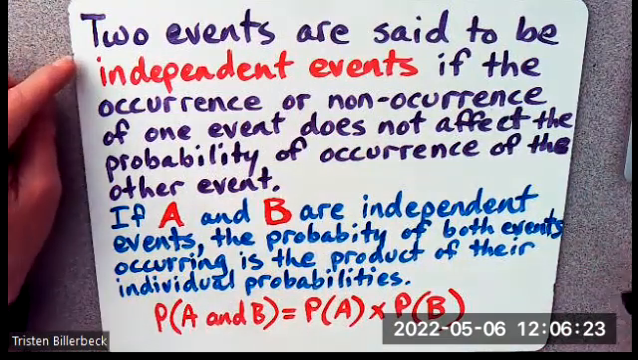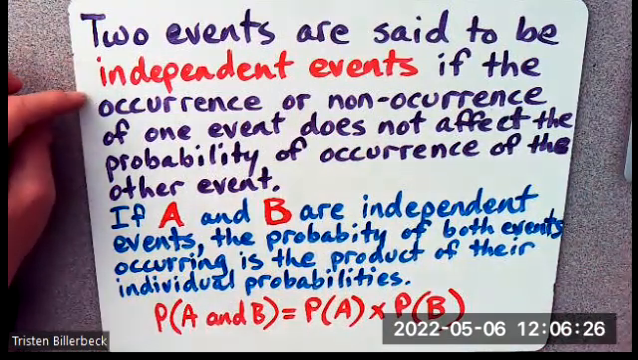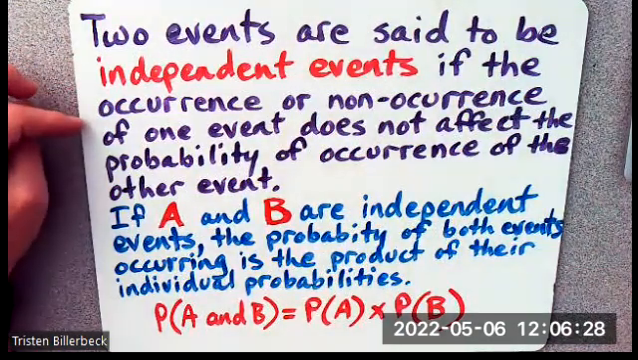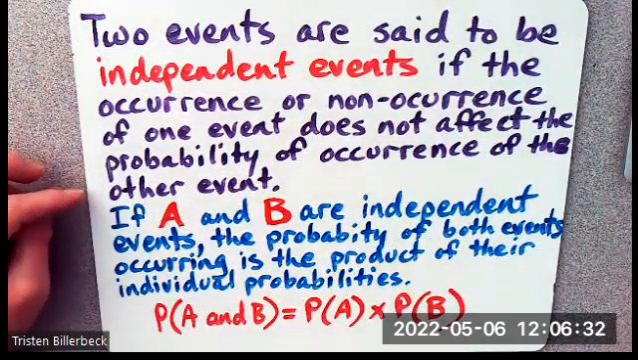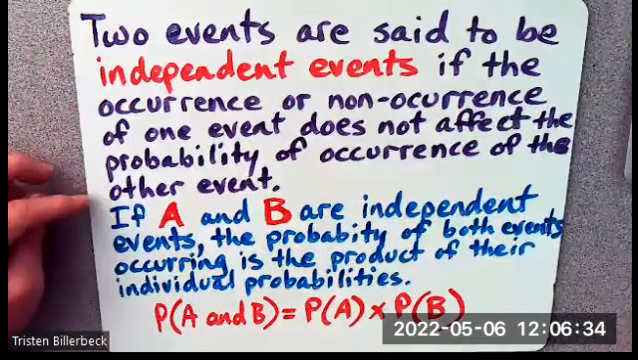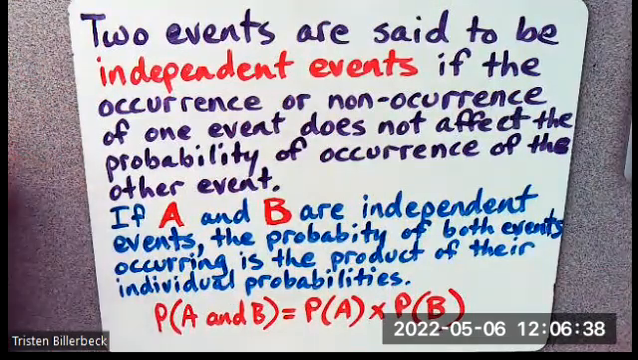So two events are said to be independent events if the occurrence or non-occurrence of one event does not affect the probability of the occurrence of the other event. Like the door opening or it's raining outside are two mutually exclusive events. They're also independent events. If A and B are independent events, the probability of both events occurring is the product of their individual probabilities.